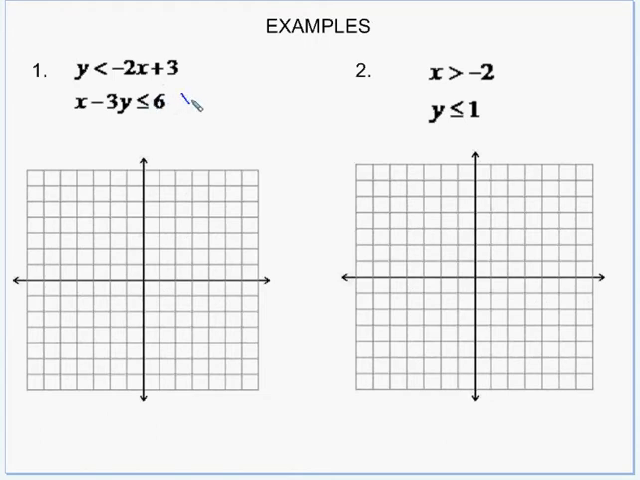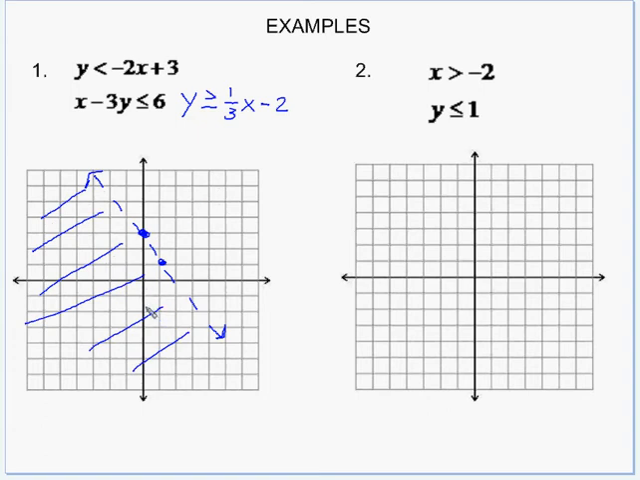So our final answer is y is going to be greater than or equal to 1 over 3x minus 2. So we're going to graph the first one. Here we start at positive 3, and we're going to go down 2 over 1. And then we have our dashed line here, and shading everything below.